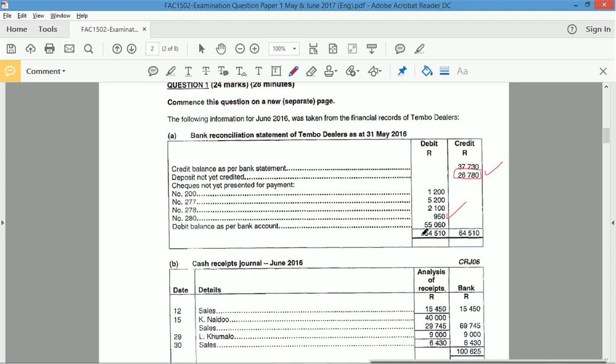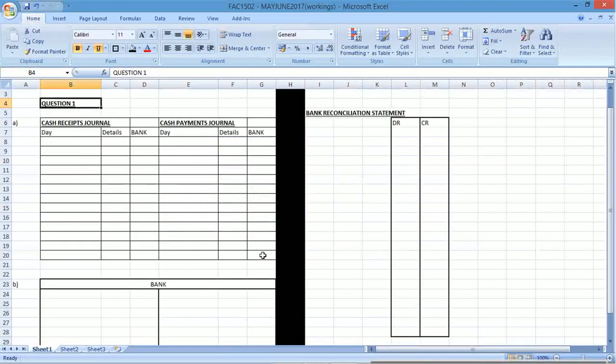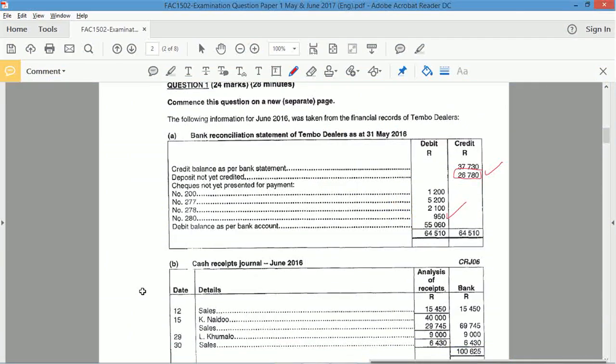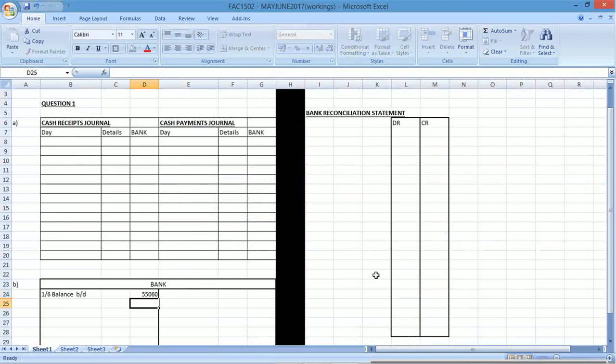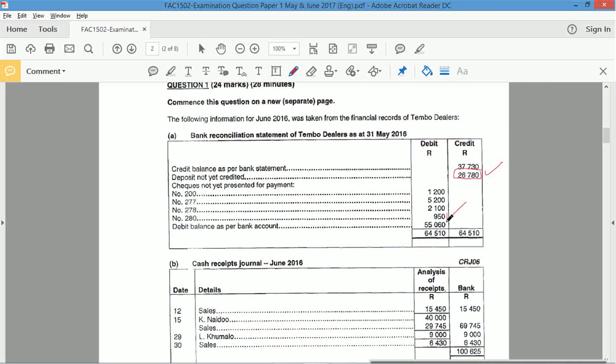Okay, then the debit balance. Debit balance is my starting balance on 1st of June. So 1st of June, balance brought down, and the balance brought down is 55060. 55060 is the opening balance here because that's the end of last month. Okay. That was May's bank statement. So May's bank statement is showing me all the transactions for the month of May. Does that make sense? Yes. Okay, so if that's May's opening balance, I'm going to record that there because I've got something to start with. So now I've done that.